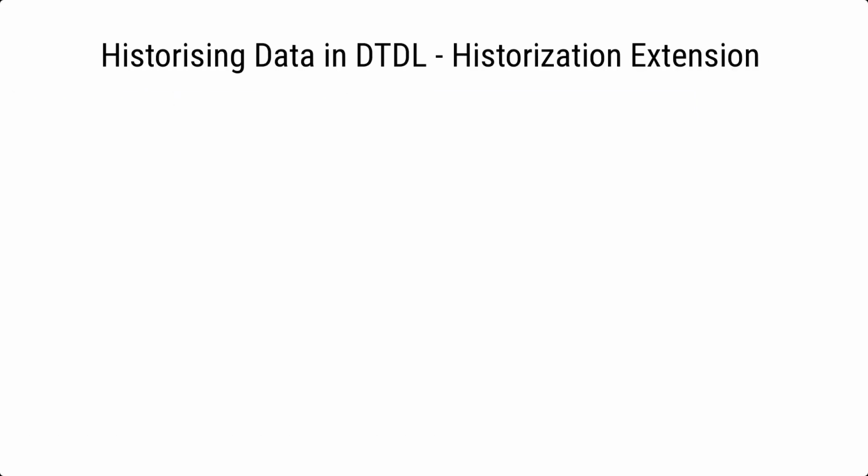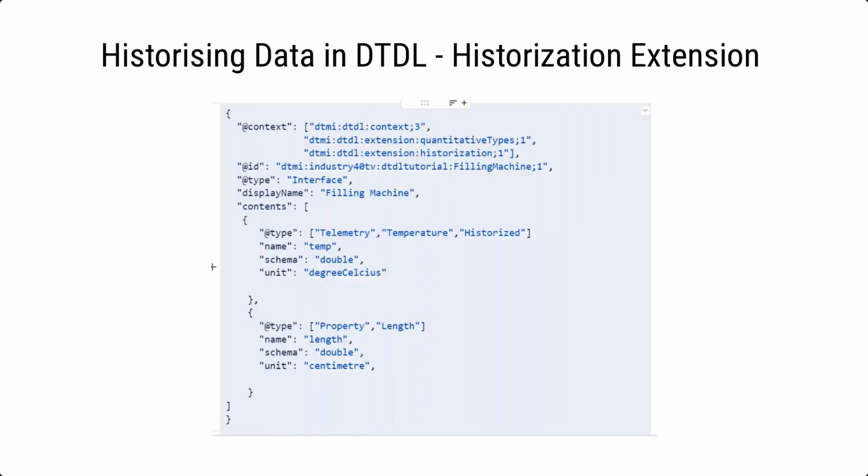Next, DTDL has another powerful feature extension that allows you to designate a property or telemetry as something that needs to be historized. To enable historization, you need to add the historization context extender to your interface. Here is an interface of an example model with the temperature element designated for historization. First, we have added the historization context specifier, and then for type of temp element, we have added historized to designate historization of this element.